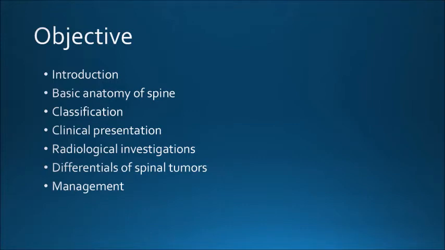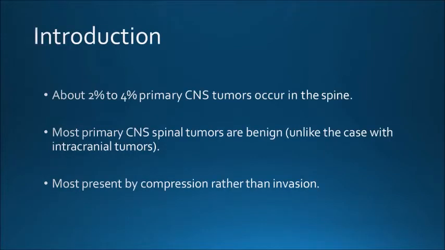last, the management. Starting with the introduction, spinal cord tumors comprise 2 to 4% of primary CNS tumors, and most of these spinal cord tumors are benign, unlike the intracranial lesions, which actually behave like malignant ones. And most of these spinal cord tumors present by compression rather than invasion.